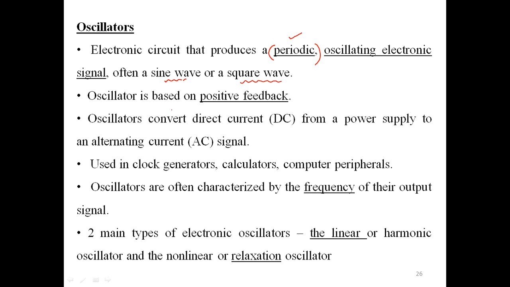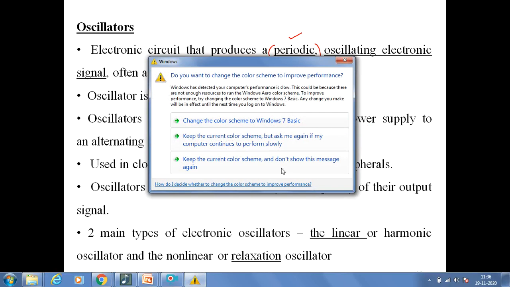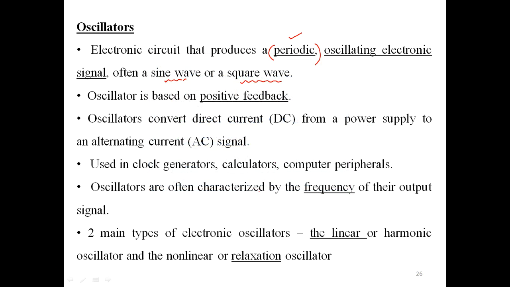Then oscillator is based on positive feedback. So please understand, it's not based on negative feedback, it is based on positive feedback. Then oscillators convert direct current from a power supply to an alternating current AC signal. So here we have an important point which is to be discussed at a later point of time.